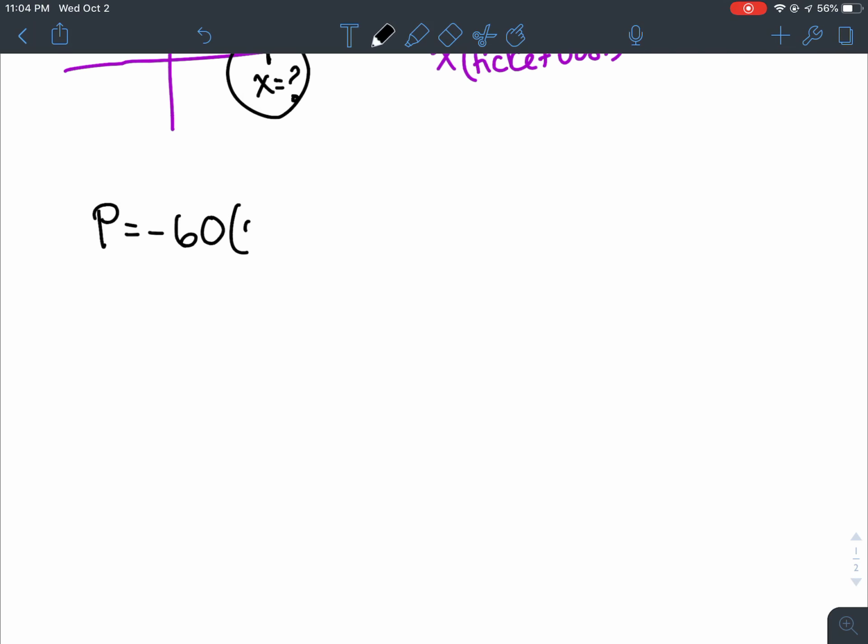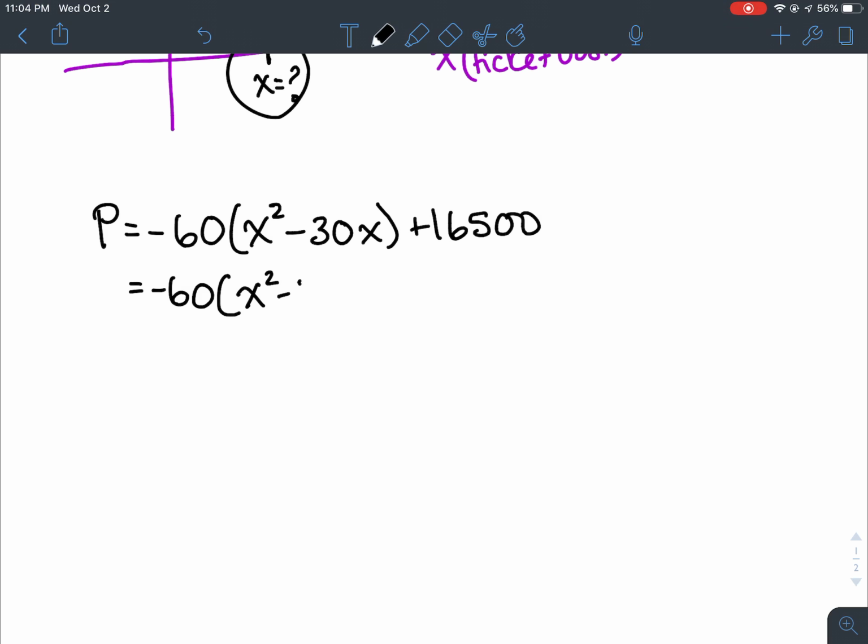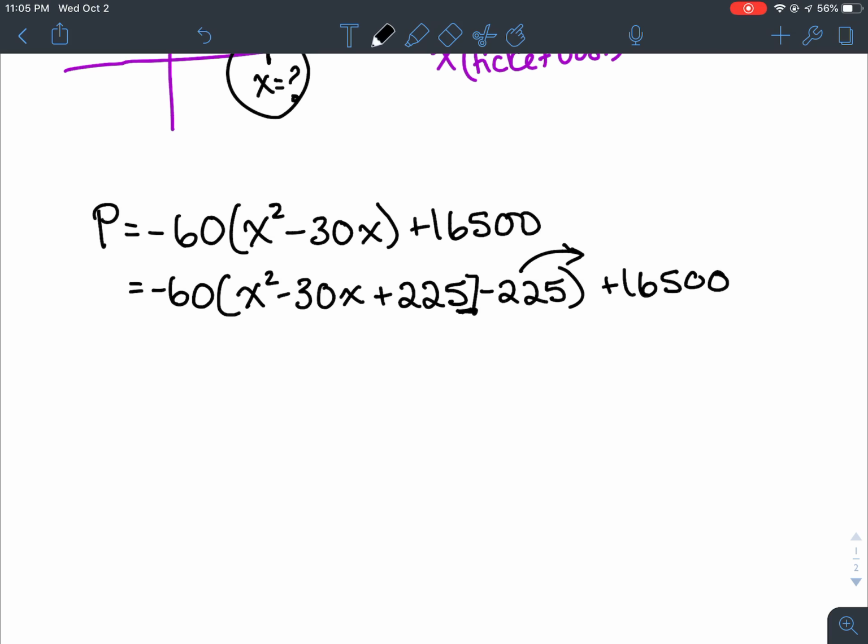So I'm going to factor out a 60. So then I have x squared minus 30x plus 16,500. And then I'm going to turn the bracket into a perfect square trinomial. So I'm going to take that 30 divided by 2, get 15, and then 15 squared, which is 225. And I can't just add a random 225, so I also need to subtract it. But I don't actually want that minus 225 to be in my bracket. I want to pull it out. But to pull it out, I have to multiply it by negative 60.